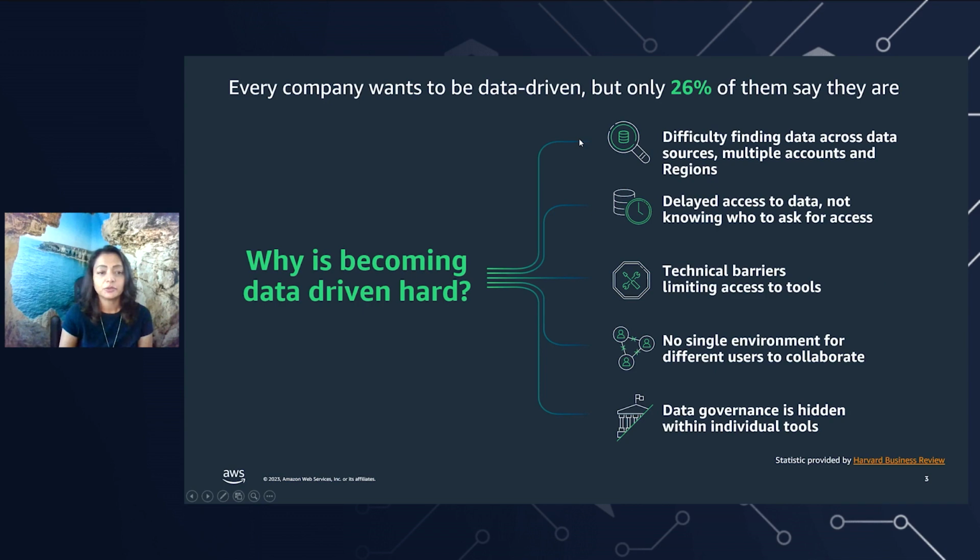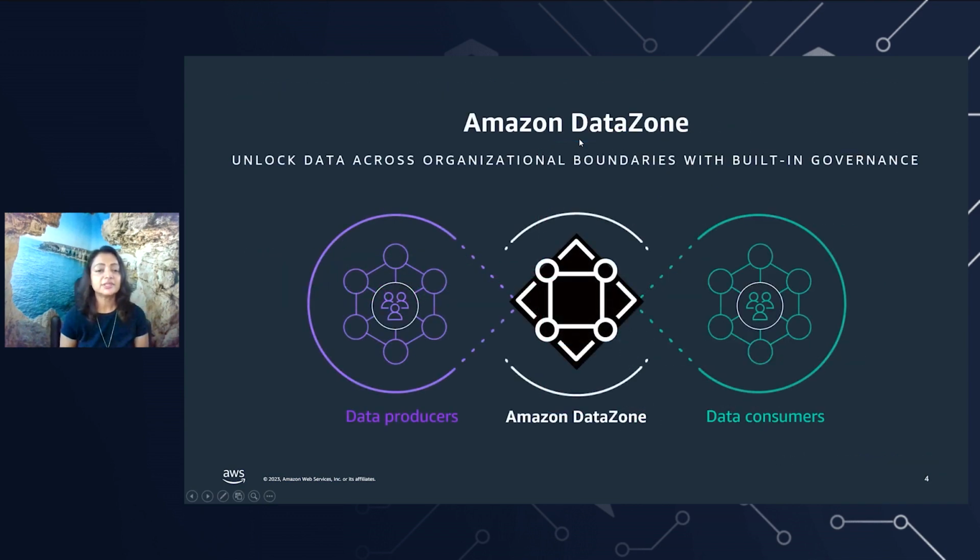Right, let's see what we can do about this. This is the reason why we built Amazon DataZone. What Amazon DataZone allows you to do is really unlock your data across organizational boundaries and teams, because we have built-in governance capabilities that allow your data producers and data consumers to work together. What are data producers? Data producers are teams that own data and want to share it with their organization or outside of their organization. Data consumers are folks who want to use this data to create data insights. DataZone helps data producers and consumers work together.